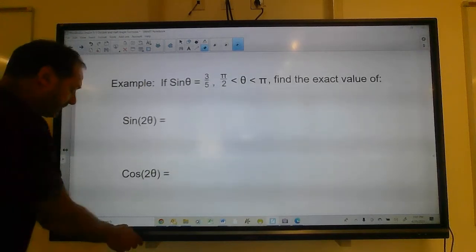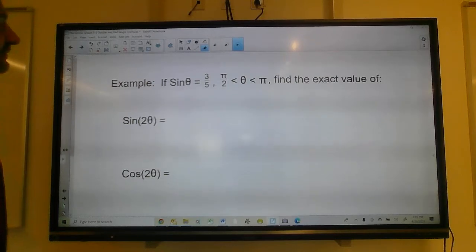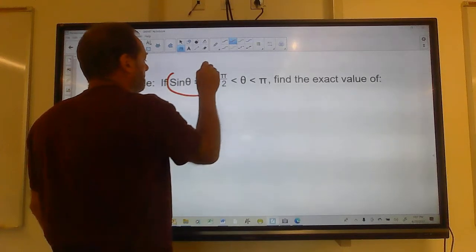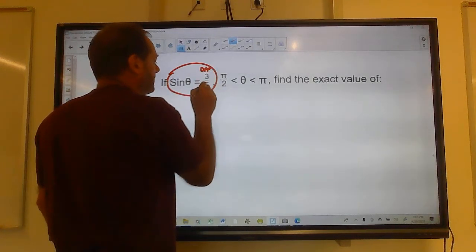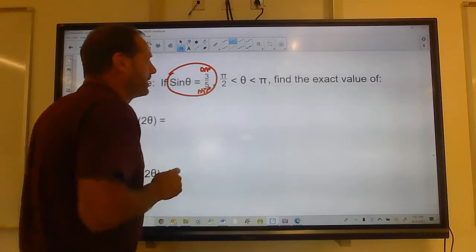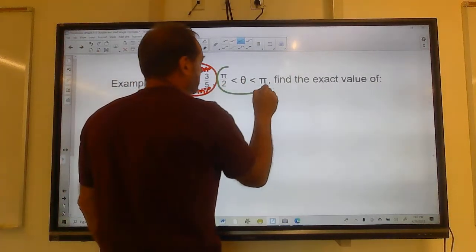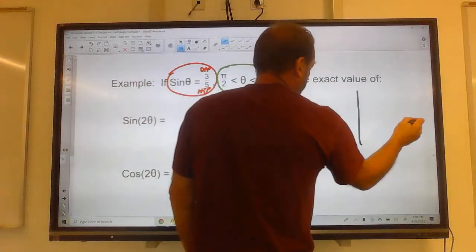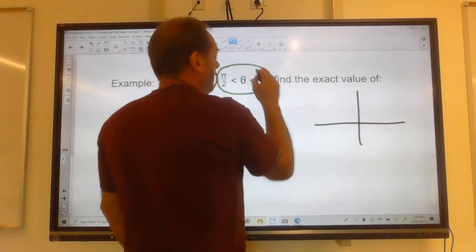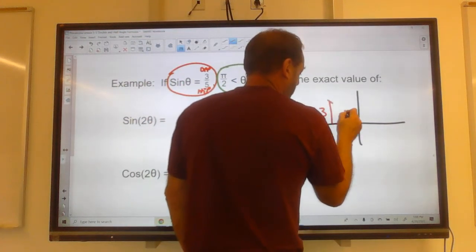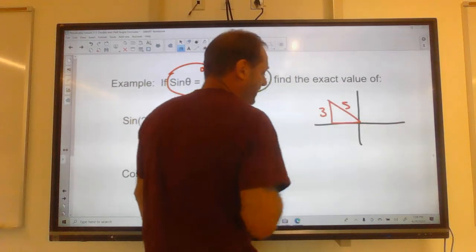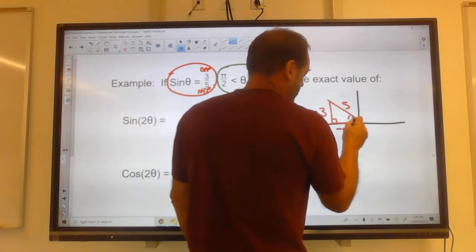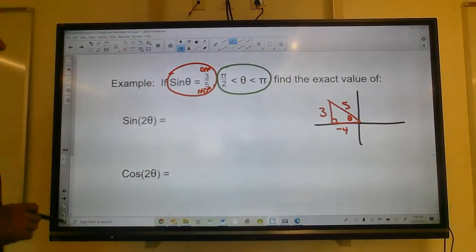So here we go. We've got a problem to work with here. We've got the sine of theta is 3/5. And so that tells me that the opposite is 3 and the hypotenuse is 5. And this part right here tells me it's in the second quadrant because it's between pi over 2 and pi. So the opposite would be 3. Hypotenuse is 5. Now I can use the Pythagorean theorem to find this side. It's going to be 4, but remember, since it's in the second quadrant, it's really -4, so there's my theta right there. That's the triangle we're going to use.